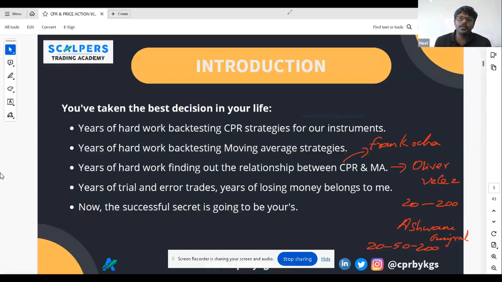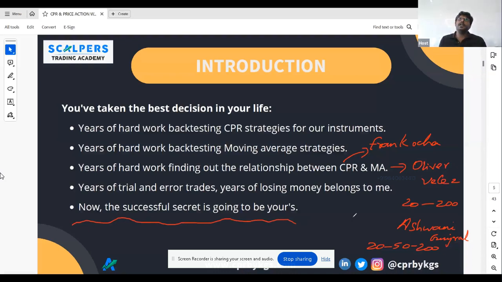So I have 2 notebooks of handwritten notes. 2 notebooks. I put in that much hard work, and today I have presented it to you simply. Clear? Just as we enjoy our laptop, our flight travel, a mobile, everything took years of hard work and trial and error to invent. In the same way, all the strategies I have covered in this live market took years of hard work. Now the successful secret is going to be yours.